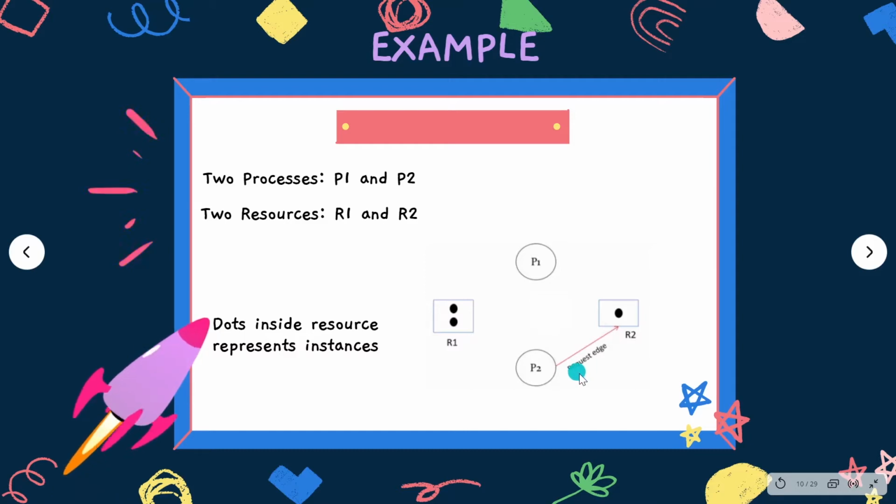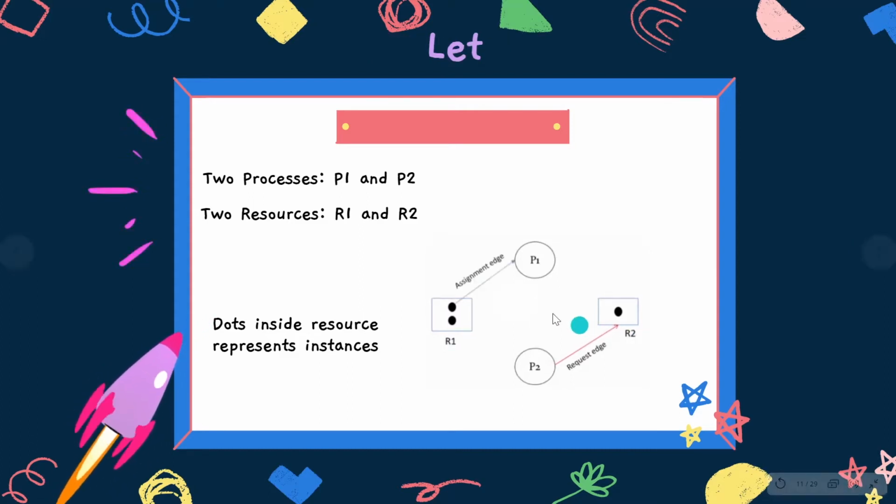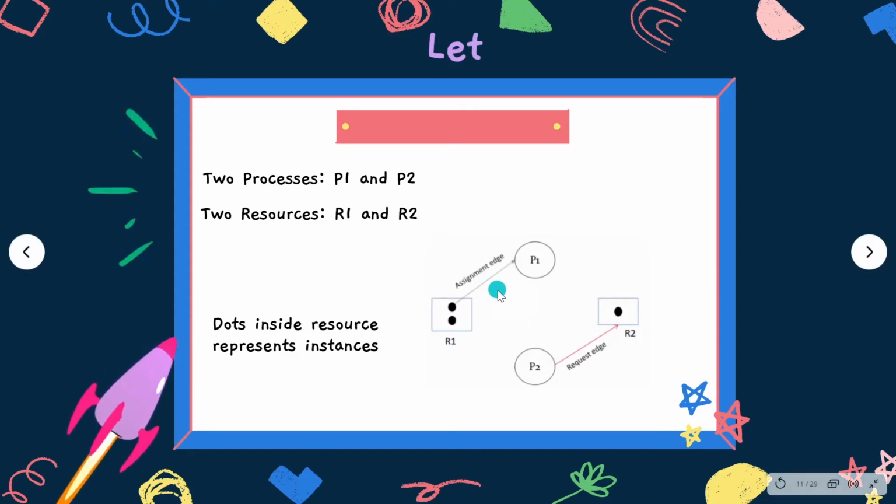Okay, so here this is a requested edge. This is because process P2 is asking for an instance of resource R2. Alright, here we'll see assignment edge, which is an instance from resource R1 being used and being passed on to process P1.